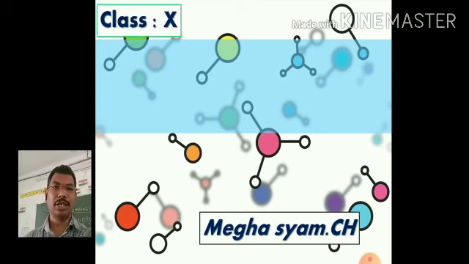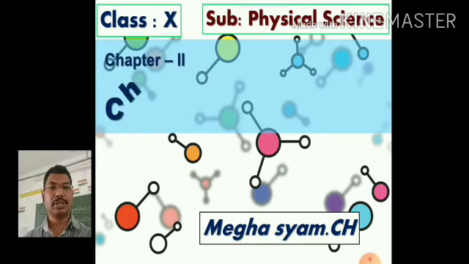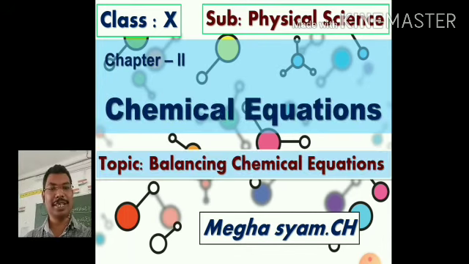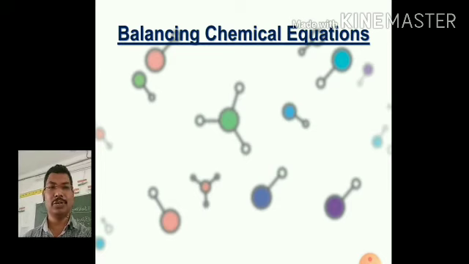I am dealing with 10th class physical science. Today we have taken a topic from chapter 2, chemical equations. The topic is balancing chemical equations. It is very interesting, very easy, and marks gaining also. So do listen carefully. Let us start our topic, balancing chemical equations.